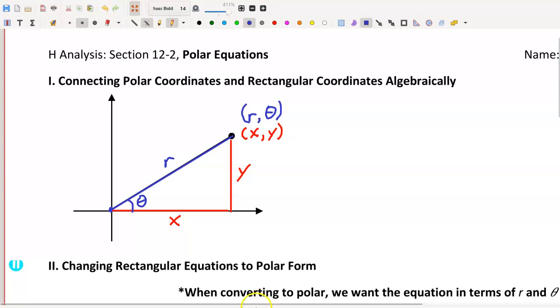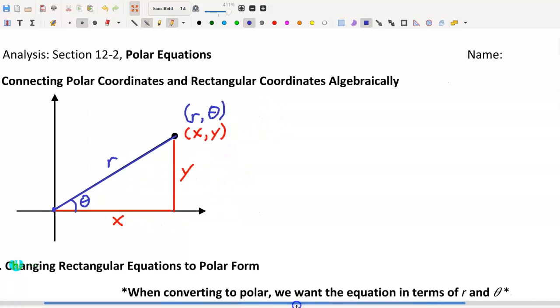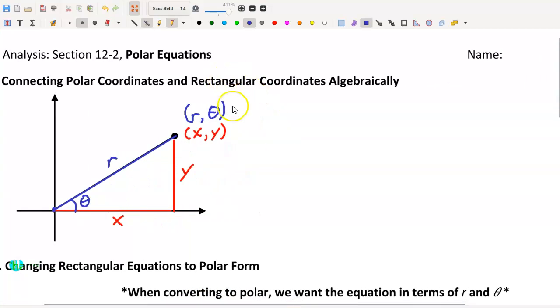Okay? So it's worth mentioning that polar has radius and theta only, and rectangular has x and y only. So when you're converting equations, you've got to make sure your answer, for rectangular, has only x's and y's, and polar only has r's and thetas. So you can't have answers that have some x's and some thetas or anything like that. It's got to be all the way one way or the other.